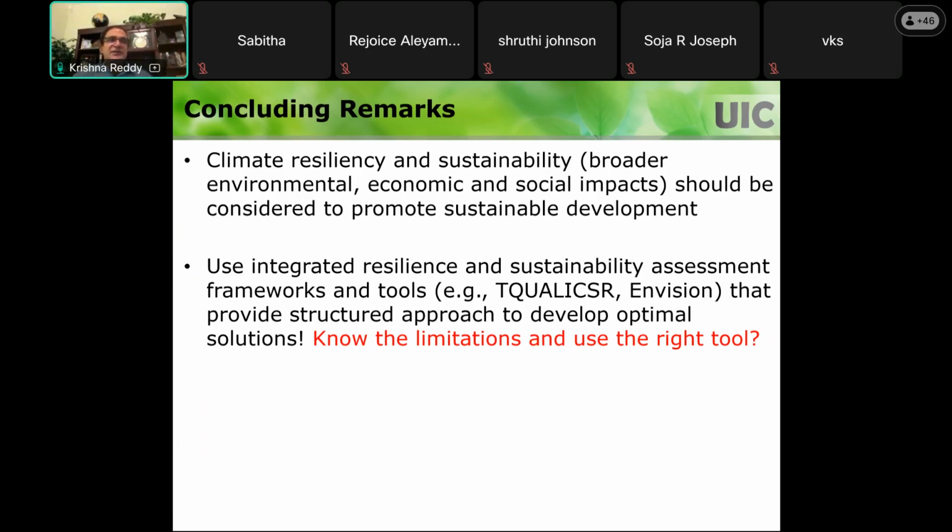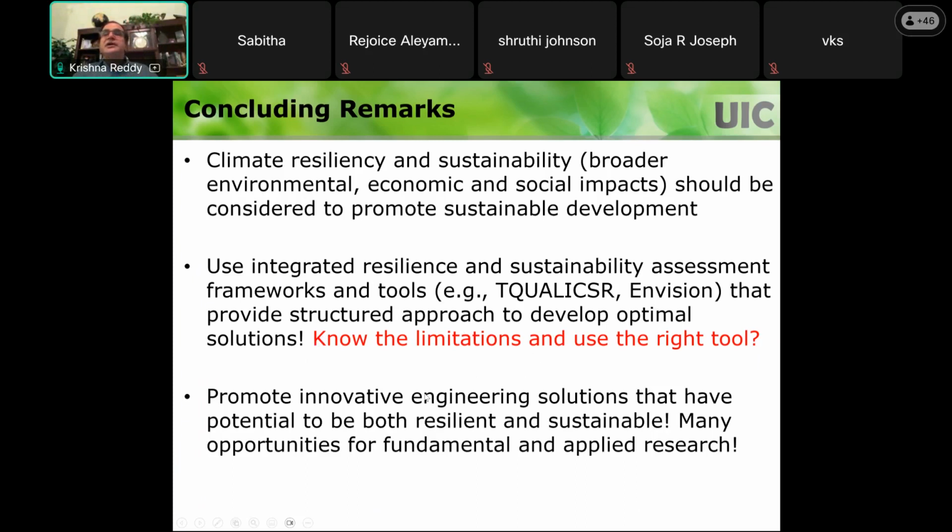Are you considering recycled materials? Are you using a previously used site? Something like that. So it gives you guidance on those things. But at the same time, you have to understand the limitations of the tools, right? And you have to use the right tool. Not all the tools are good. So you really need to think about those things.